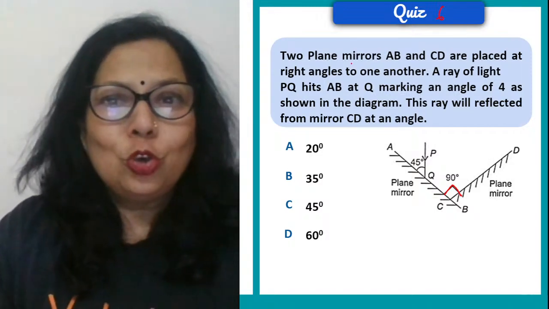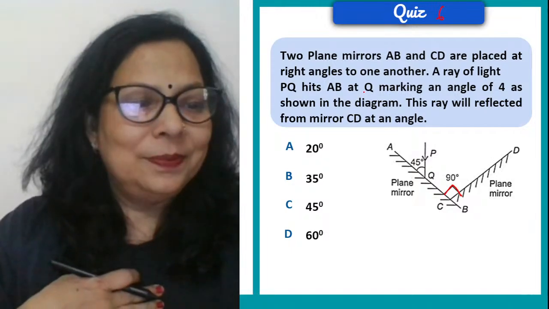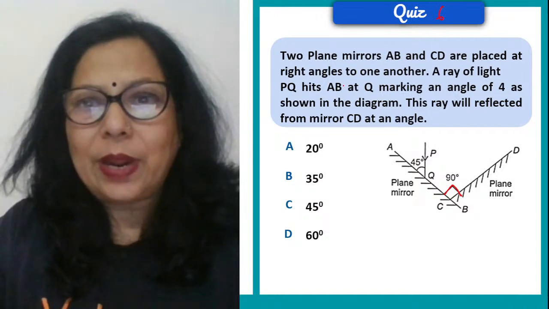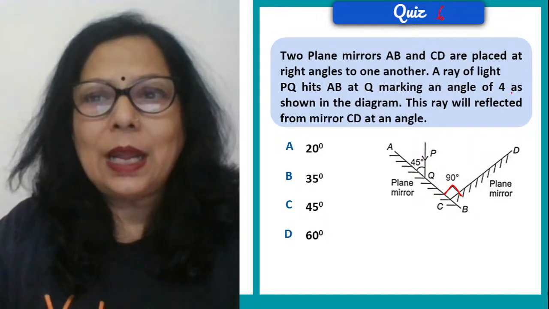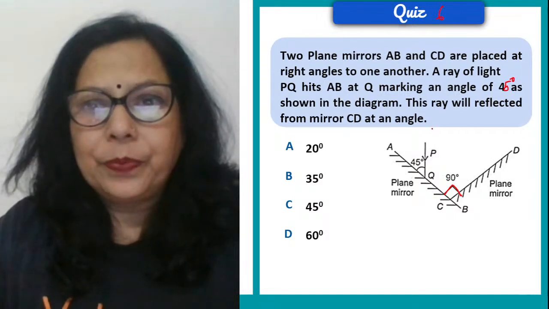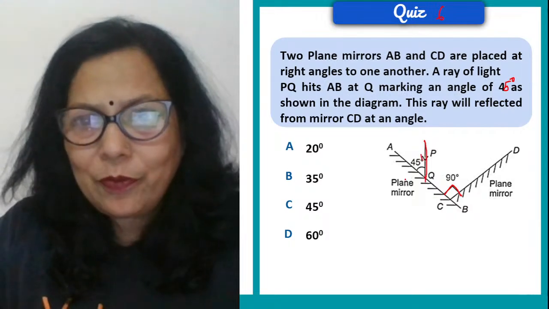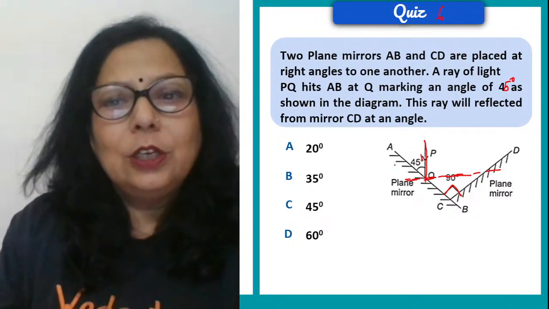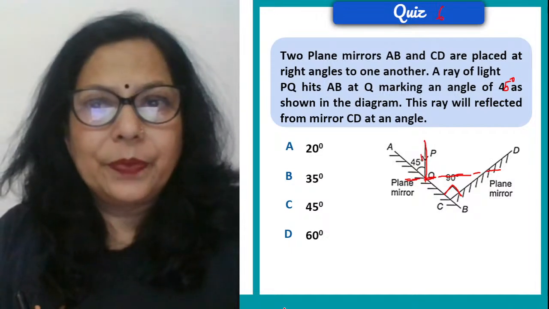Hello Jamil. Two plane mirrors, whenever my 7P kids come, I feel very happy. Two plane mirrors AB and CD are placed at right angles. A ray of light PQ hits AB at Q, making an angle of 45 degrees as shown in the figure. Now, if it is here, right? So if I draw the normal, it will be like this. Normal is like this. So what is the angle formed by the normal and the incident ray?